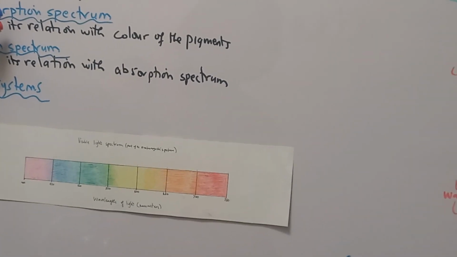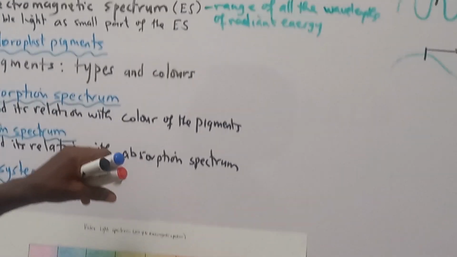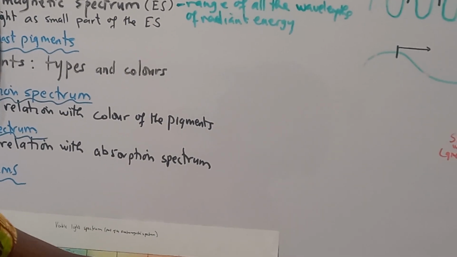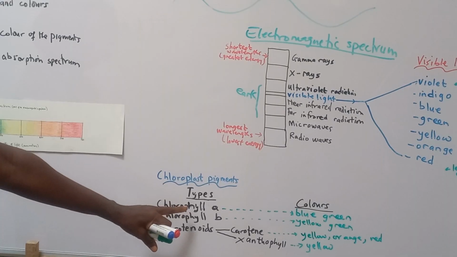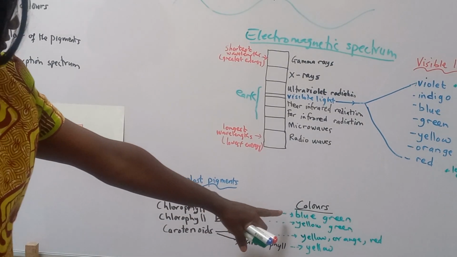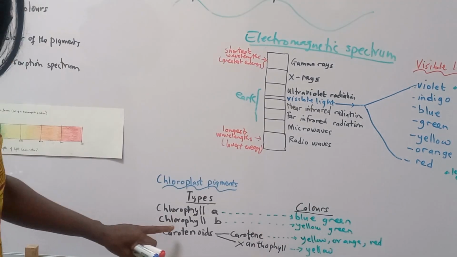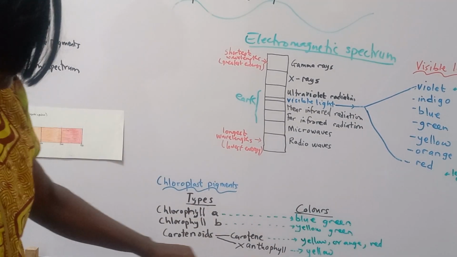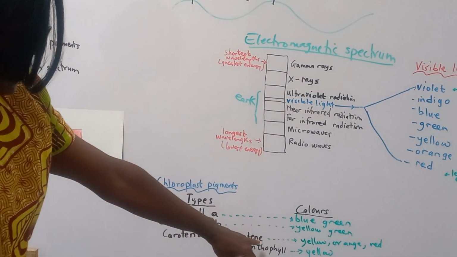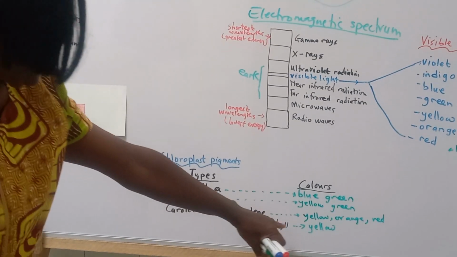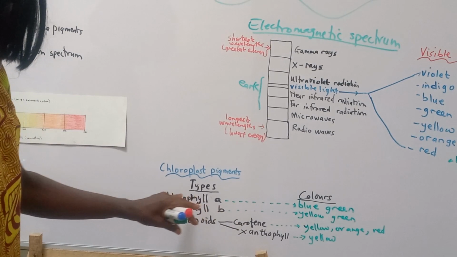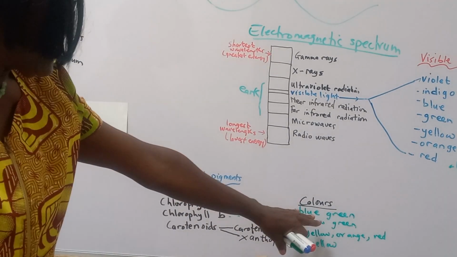Now we are going to look at chloroplast pigments. In chloroplast, we have these types: chlorophyll A, whose color is blue-green. Chlorophyll B is yellow-green. Carotenoids: we have carotene, whose color is yellow, orange, red. Xanthophyll is yellow. These are the pigments in chloroplast, and these are their colors.